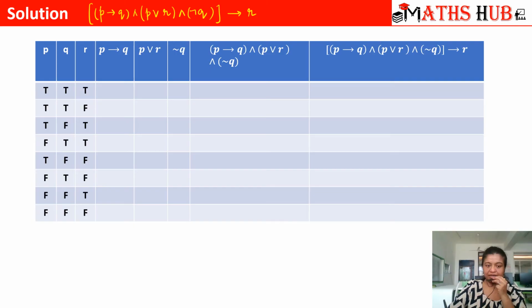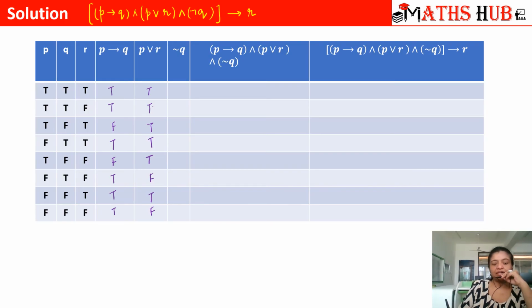And when we try to complete this table, P implies Q: this is true, this is true, this is true implies false is false. This is again true, this is again false. This is true, true, and true. P or R: so this is true, then this is true. Next one, false or true is again true. True false is again true. False false is again false. False true is true. False false is again false.